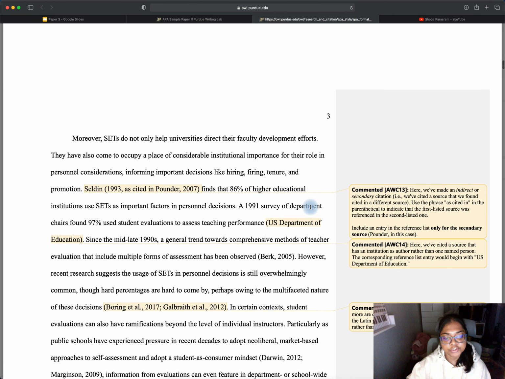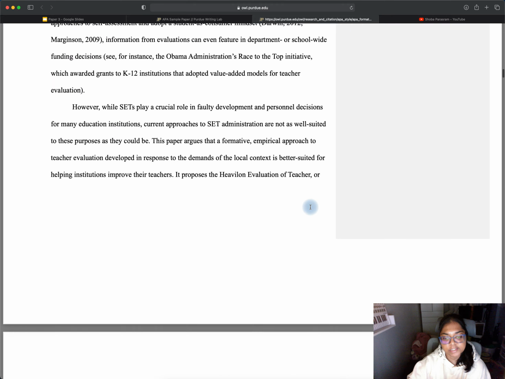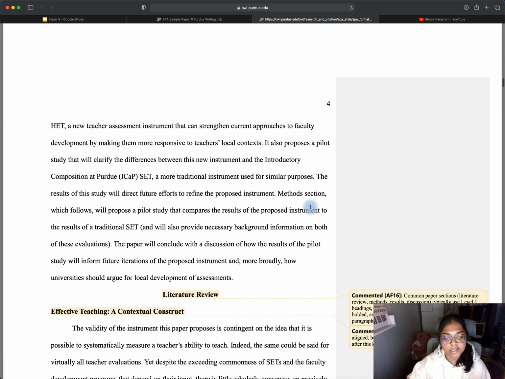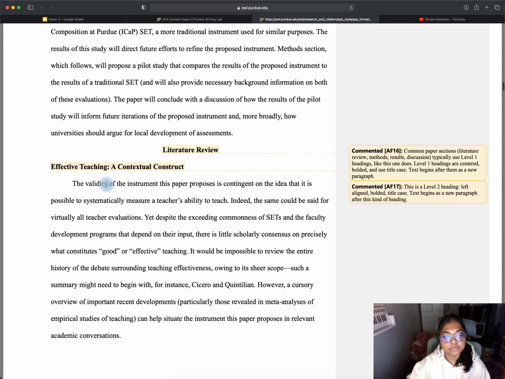Now after your introduction, if you wanted to use your sub-questions to help you organize your paper, you would write it as a level 2 heading. Level 1 headings, which are centered and bolded, are more for sections that typically appear in a research paper, like the literature review, the methodology, the results, discussion, etc. So you guys will not be using level 1 headers. What you'll be doing is using level 2 headers to create sections.